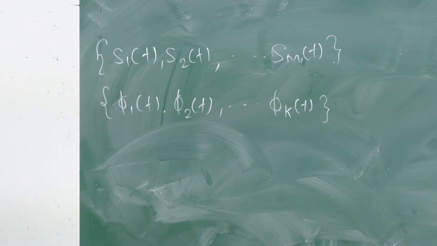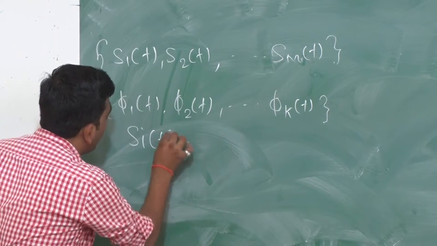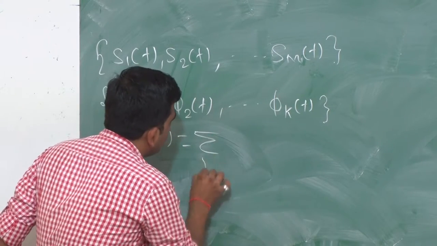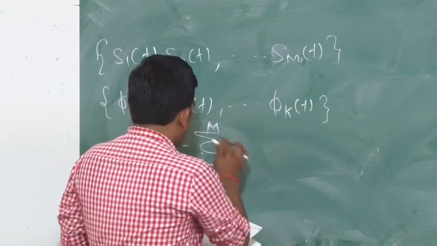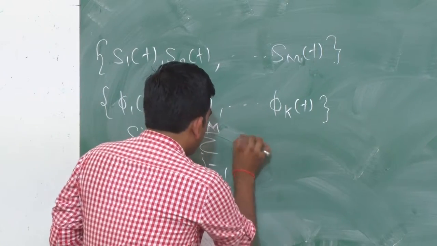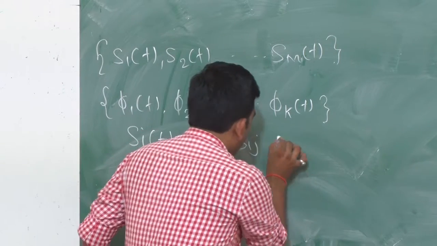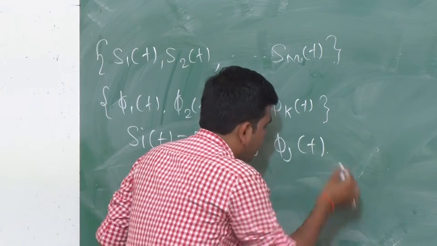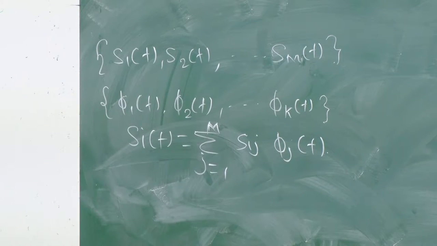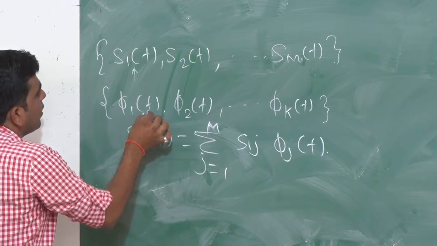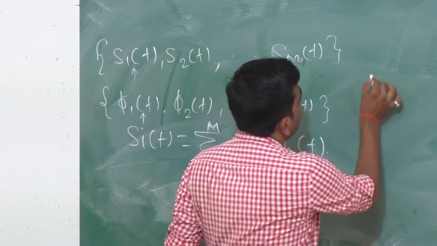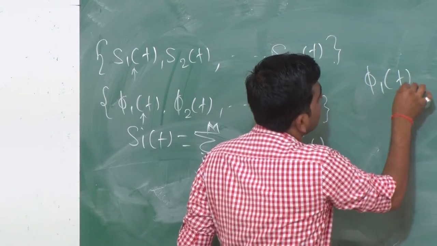These signals can be represented as S i of t is equal to summation j is equal to 1 to capital M, S i j into phi j of t. First step, find out the first basis function, that is phi 1 of t.